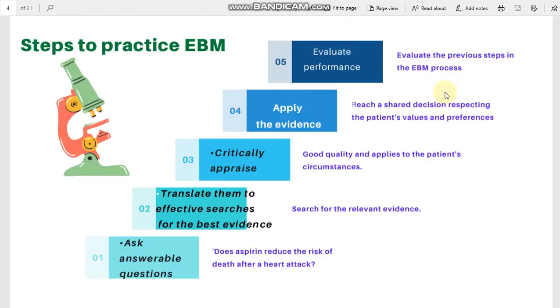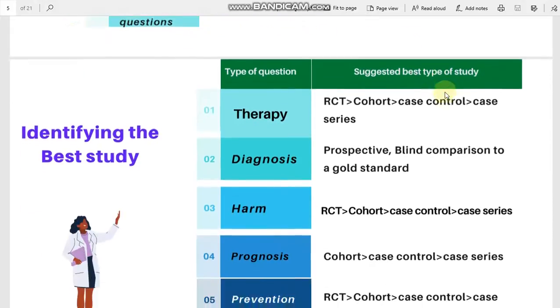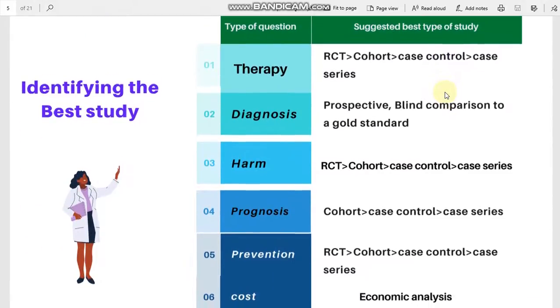Then apply the evidence, then evaluate the performance. So what is the best answer you have got ultimately? That will form the evidence-based medicine or evidence-based practice for whatever type of queries you have received. So now we will see what the different types of questions can be asked.